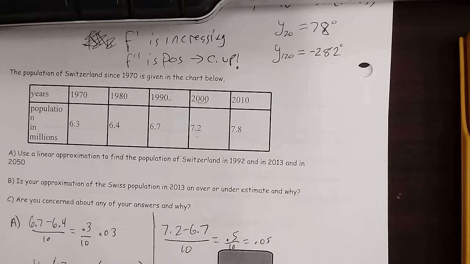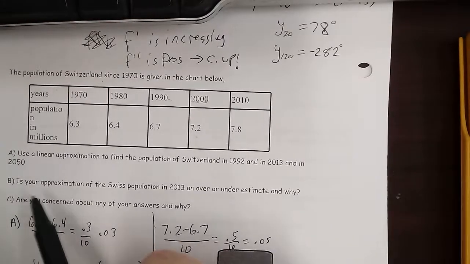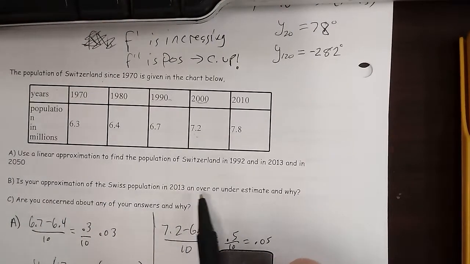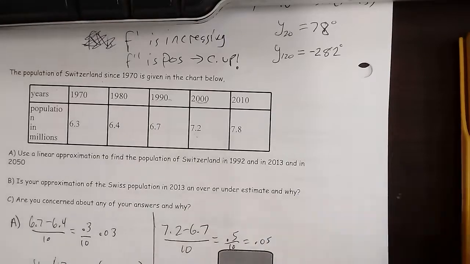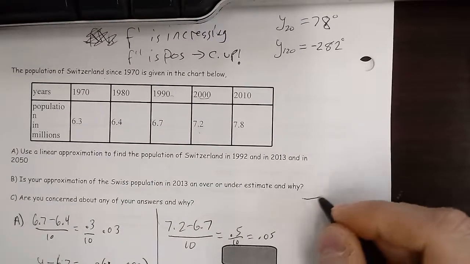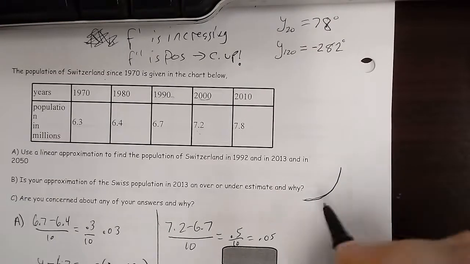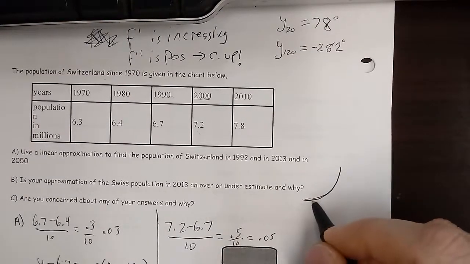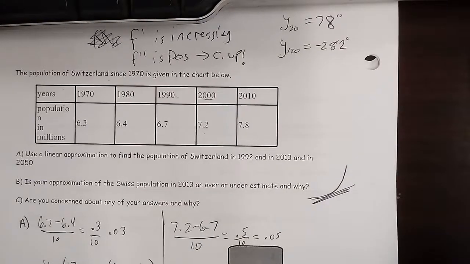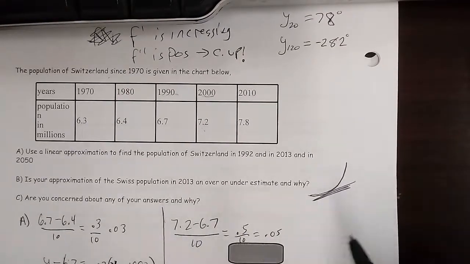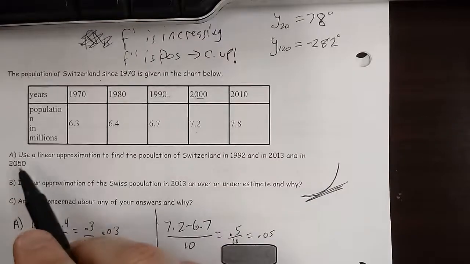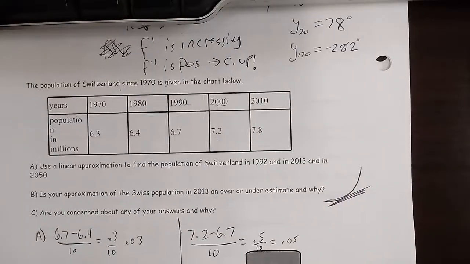If you think about how many people there are and how much food we have, don't get depressed. All right, so is your approximation of the Swiss population in 2013 an over or an underestimate? Well, since I know it's an exponential growth graph because it's population, that's a concave up graph, so that means our estimate is going to be an underestimate. Are you concerned about any of your answers? I am assuming that 2050 is going to be scary.